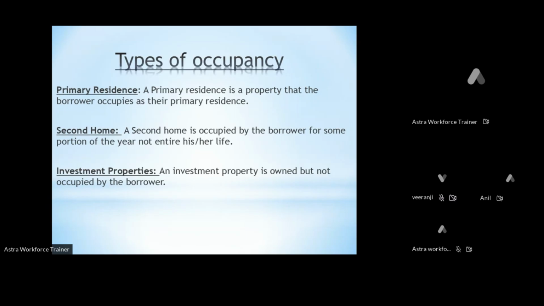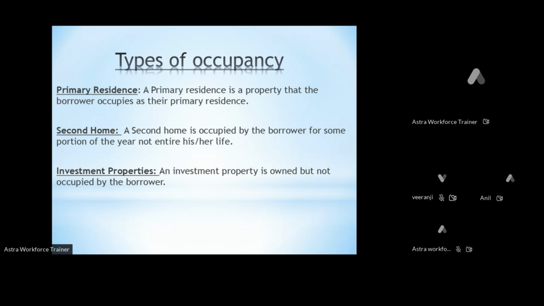They invest money in real estate. They build flats or apartments, whatever it is, and give them for rental purposes. From there, they get rental income. That's called investment properties.